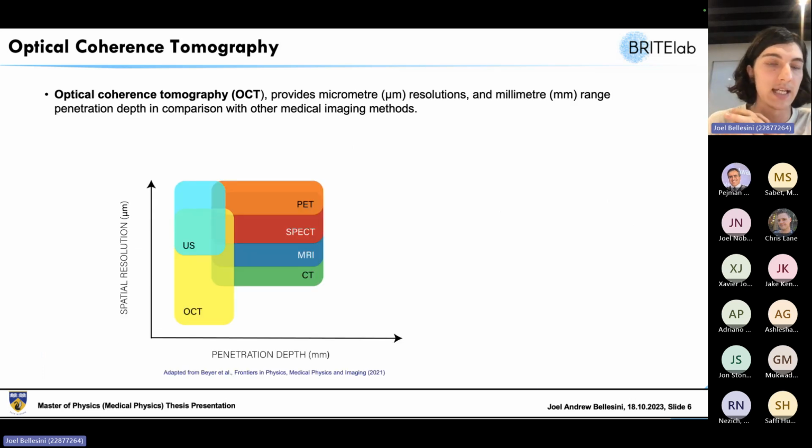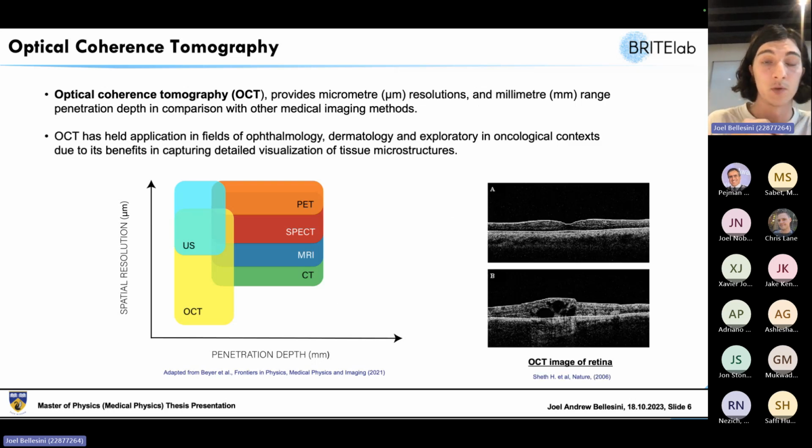So putting OCT into context with other imaging modalities, it provides micrometer resolutions with a millimeter range penetration depth. Due to this, it has held application in the fields of ophthalmology and dermatology, and is currently exploratory in oncological contexts due to its benefits in capturing detailed visualization of microstructures within tissue.